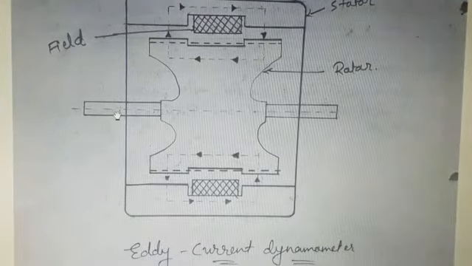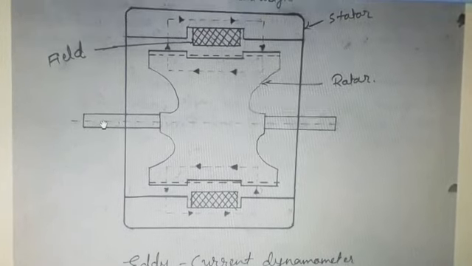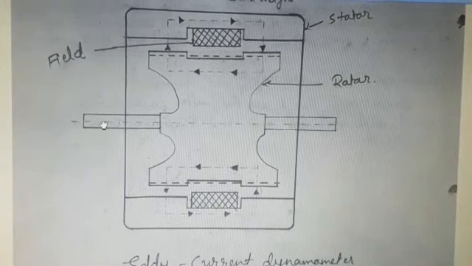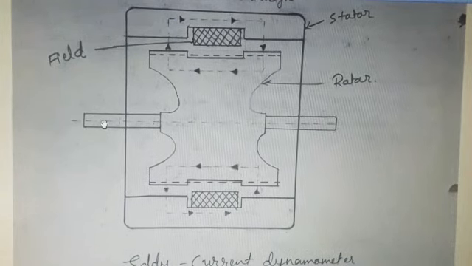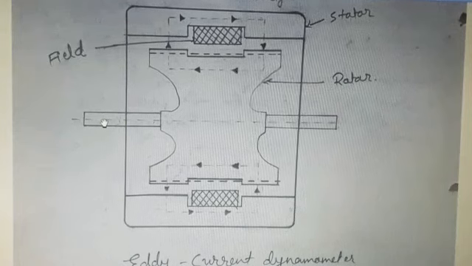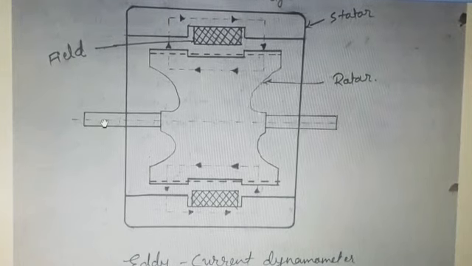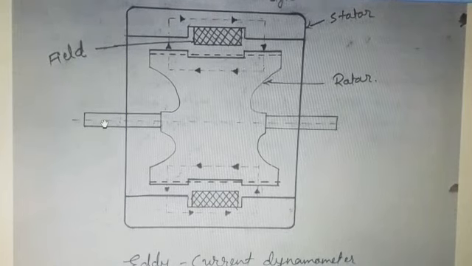Then we have this arm, which is directly connected to a pointer that shows the amount of torque. If we know the torque, we have a formula to find the power. So that was regarding the construction. Now, how does it work? The shaft which is rotating acts as a rotor.